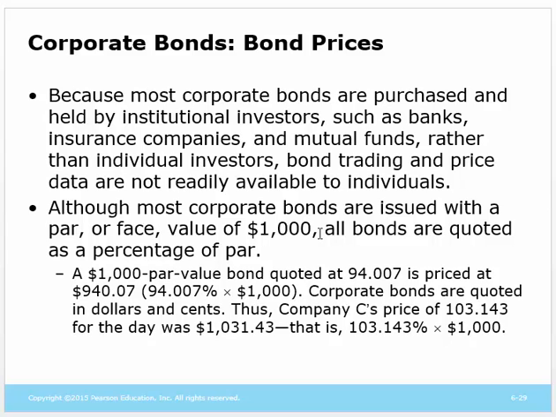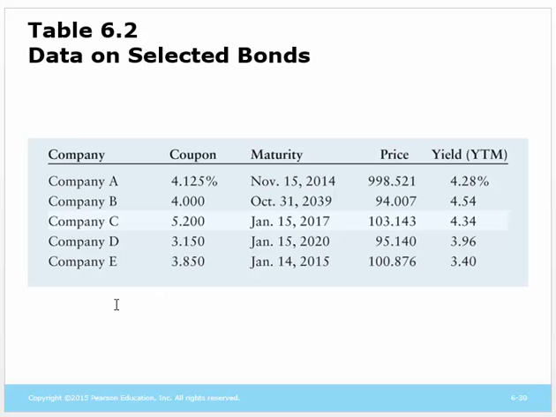But bonds are always quoted as a percentage of par. So here we have a 94.007 bond. That's the bond quote. Well, you just move the decimal place one point to the right, and this bond sells for $940.07.